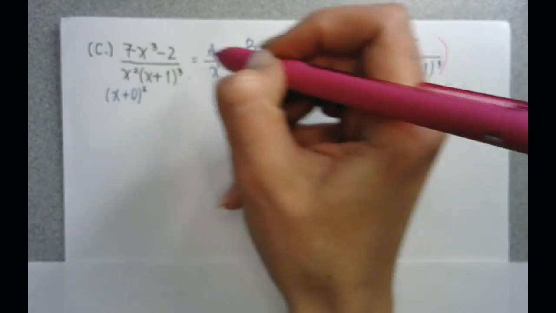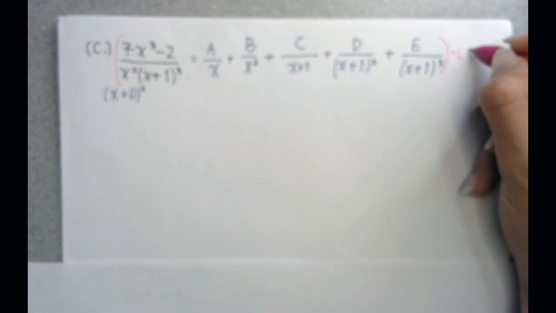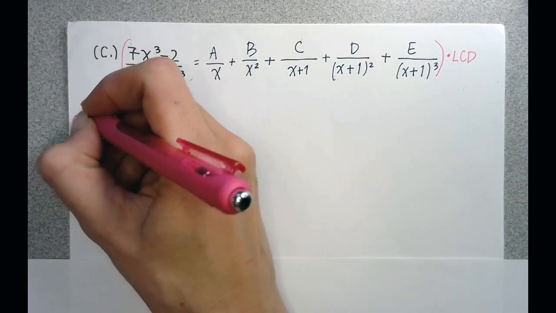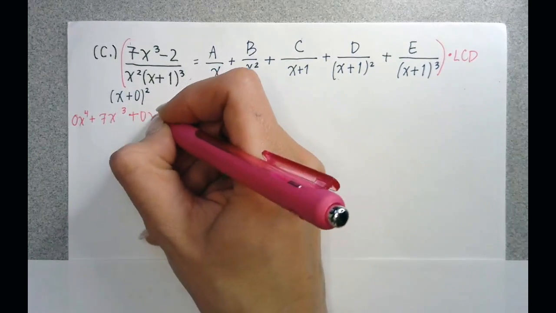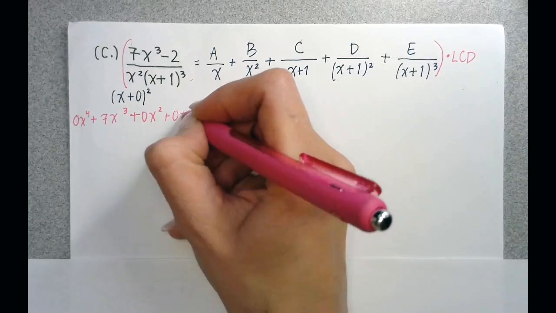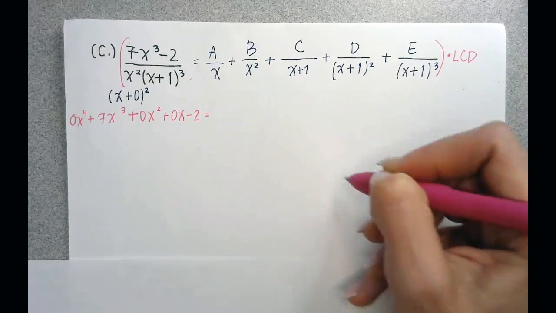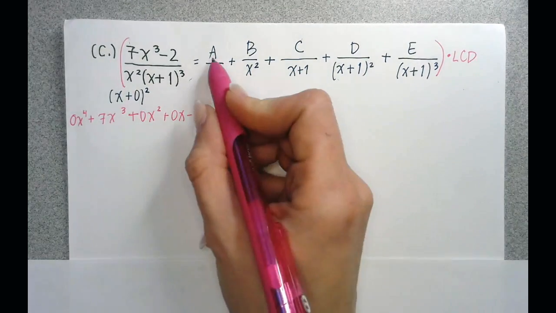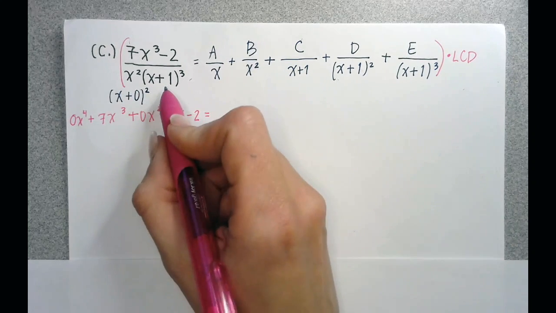We're going to multiply through by the least common denominator, which again is the denominator of the first term, 0x to the 4 plus 0x to the 2 plus 0x minus 2 equals, I'm going to go vertical for this example again. A will be left with just an x and an x plus 1 to the third.